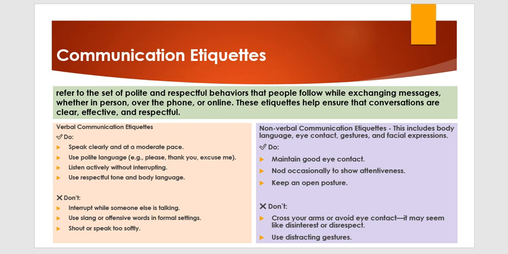Don't be too fast, be on a moderate pace. Use polite language, not shouting or crying. Rather, use words like please, thank you, or excuse me. Listen actively if you are involved in a conversation, without interrupting. Use a respectful tone. Use good, active and positive body language. You must not interrupt while somebody is talking, you should not use offensive words, and you should not speak in a harsh voice.